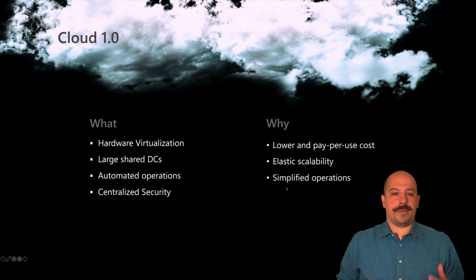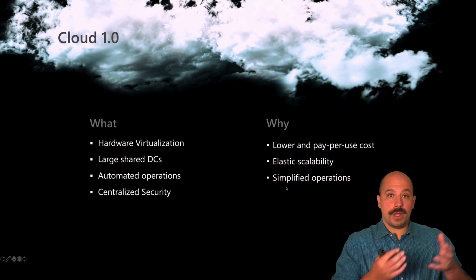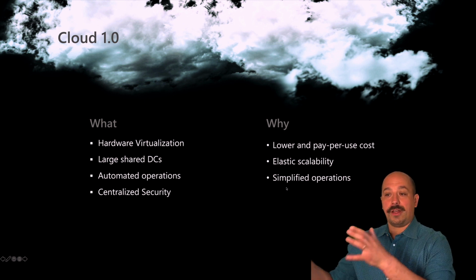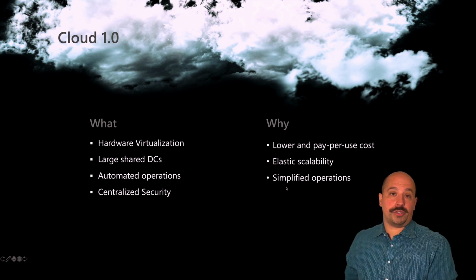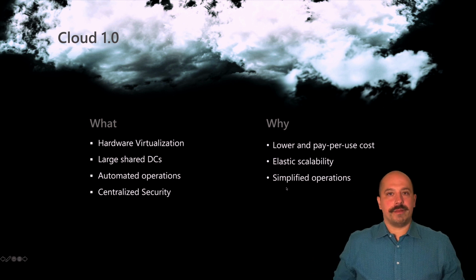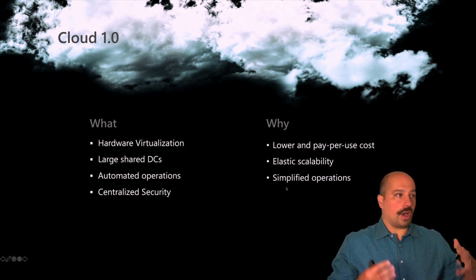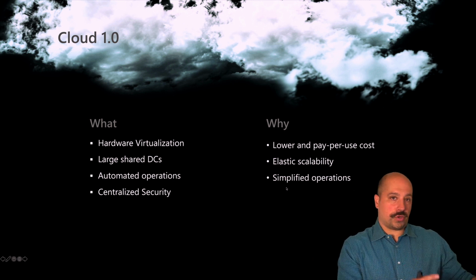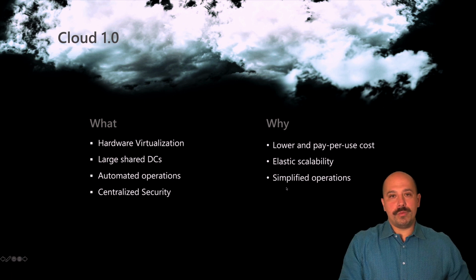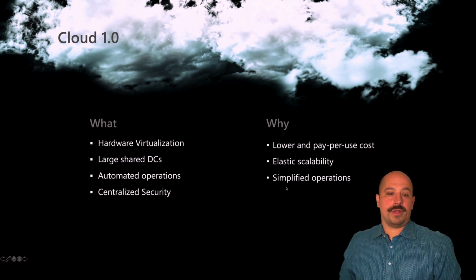Cloud 1.0 was fundamentally a shift from on-prem scenarios to big, large shared data center infrastructure. Hardware virtualization technology enabled this, and big business motions got a lot of the applications and services that were running on-prem to be moved into these multi-tenanted data centers where operations were automated and centralized and security was centralized.